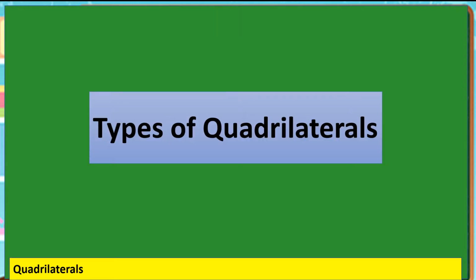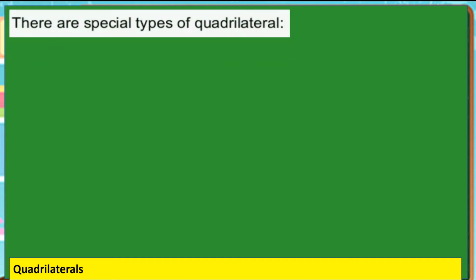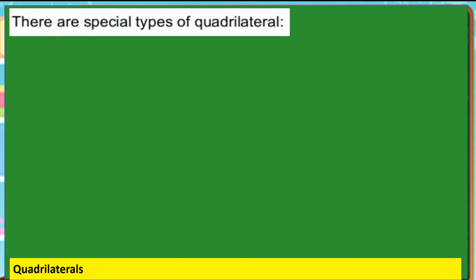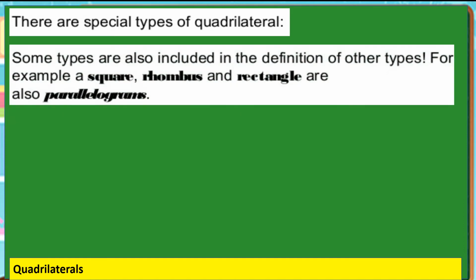There are also types of quadrilaterals. So there are special types of quadrilaterals. Some types also include the definition of other types. For example, a square, rhombus, and rectangle are also parallelograms.